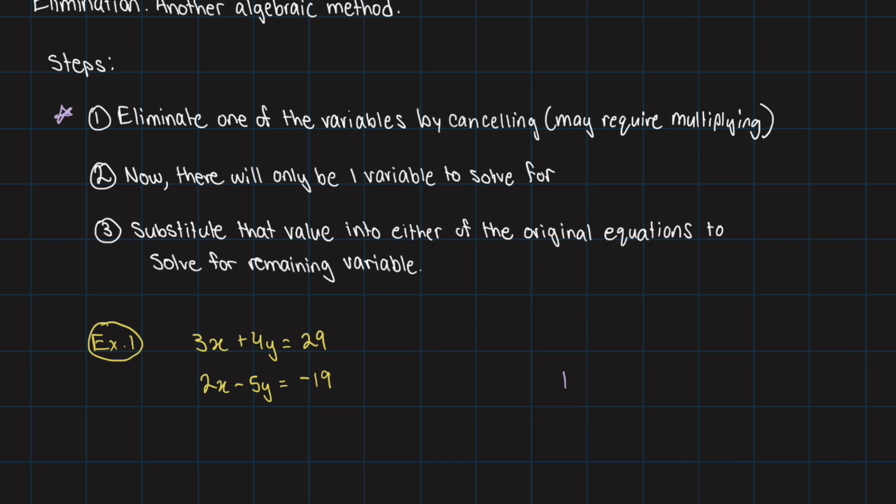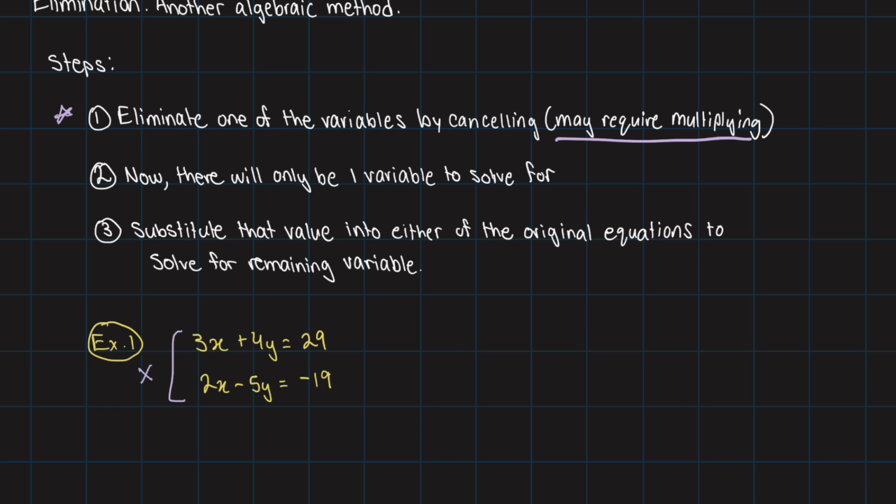But sometimes, like in this scenario, nothing will cancel because none of the numbers are the same. Like we don't have 3x and negative 3x. We don't have 4y and negative 4y. Now, before I choose different numbers to multiply these equations with, I have to decide which one is my goal. Do I want to cancel out x or do I want to cancel out y?